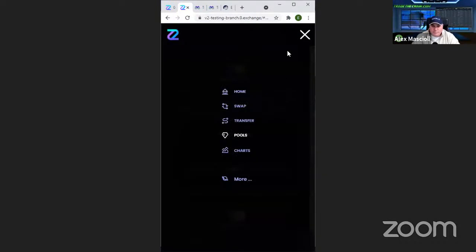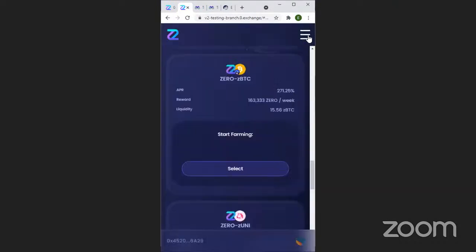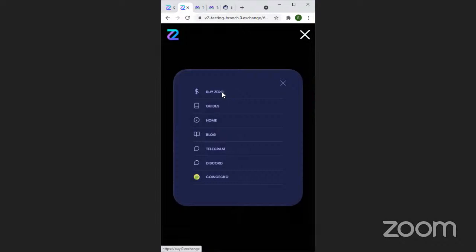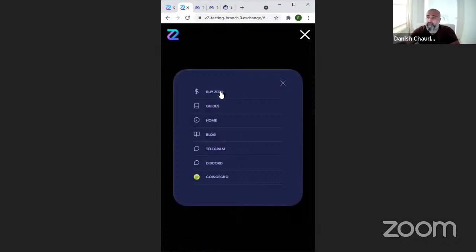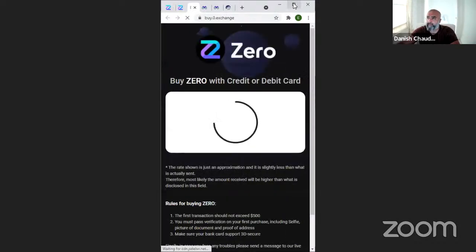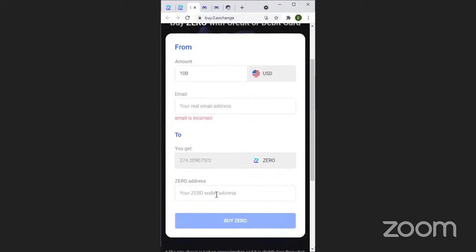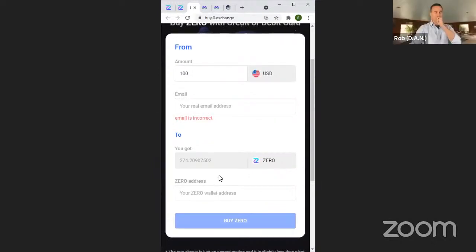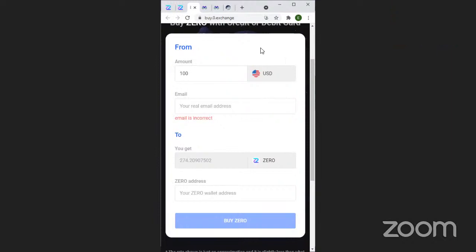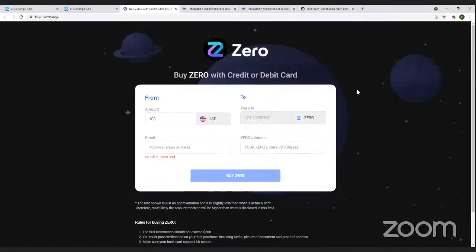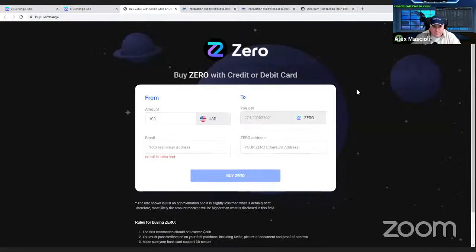You've got your hamburger menu. Oh, nice. So it's all here: CoinGecko, Discord, Telegram, blog, guides, how to buy. We offer fiat. If you want to come in with a credit card, there's an option here: go to buy, and that'll bring you over. This is literally US dollars. Put your credit card in, and you get ERC20, so it's Ethereum ZERO. But this is 100% powered by Indicoin, and they are our on-ramp for credit or debit cards. Nice. This is all really slick.